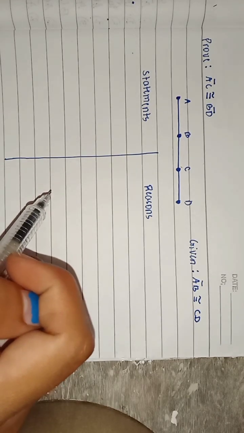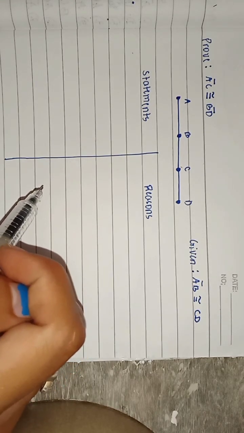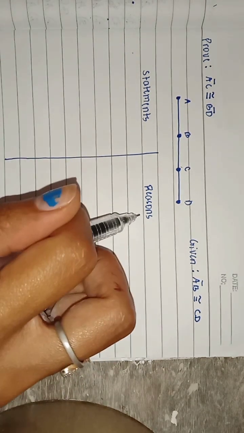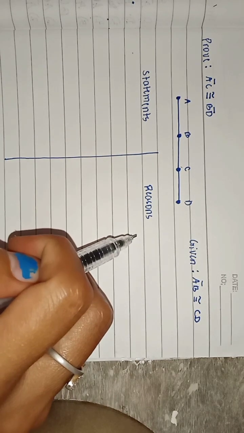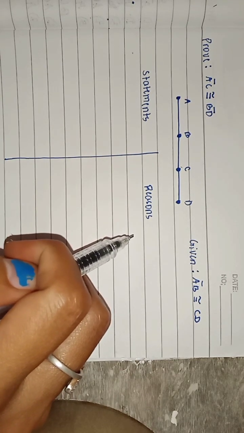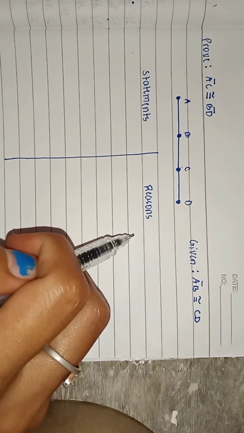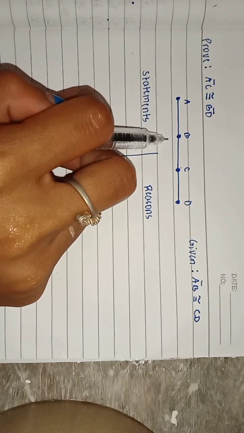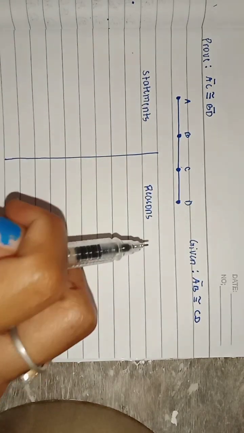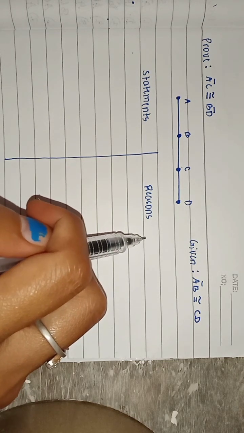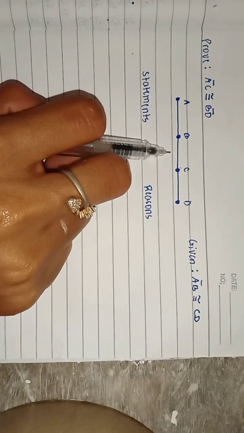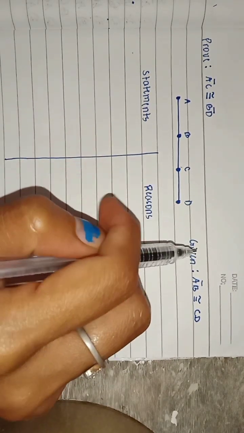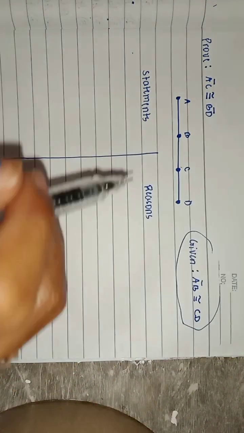Good day everyone. In this video, we're gonna go over two column proofs, which is the statements and our reasons with segments. Or basically you can say segment proofs. So let's say we have this segment with the points A, B, C, and D. And we're given that segment AB is congruent to segment CD, which is our given.